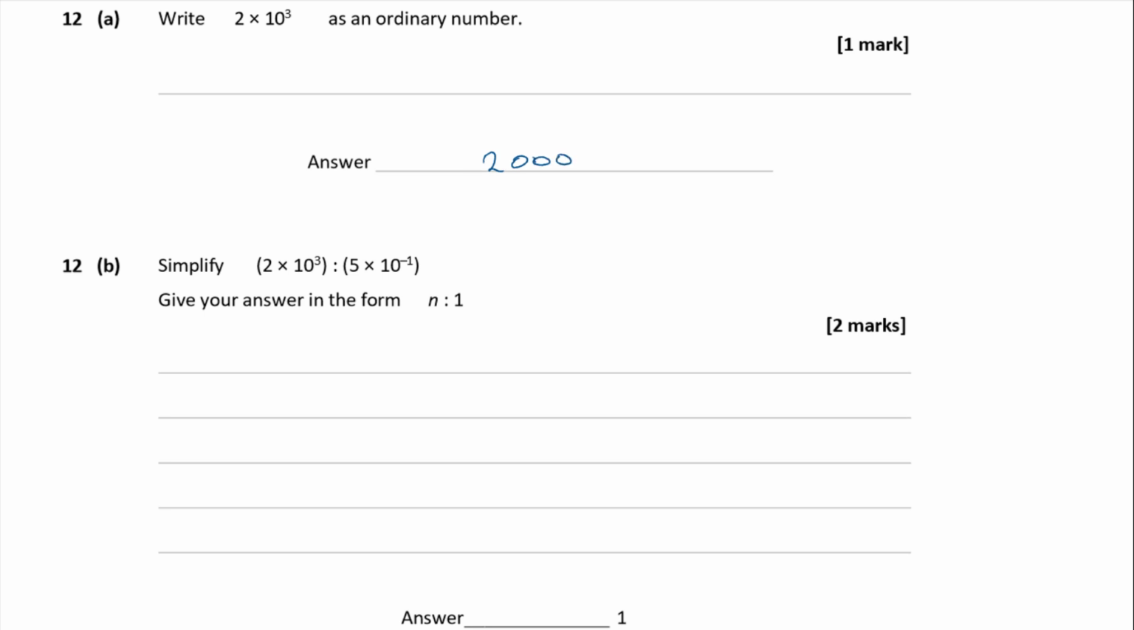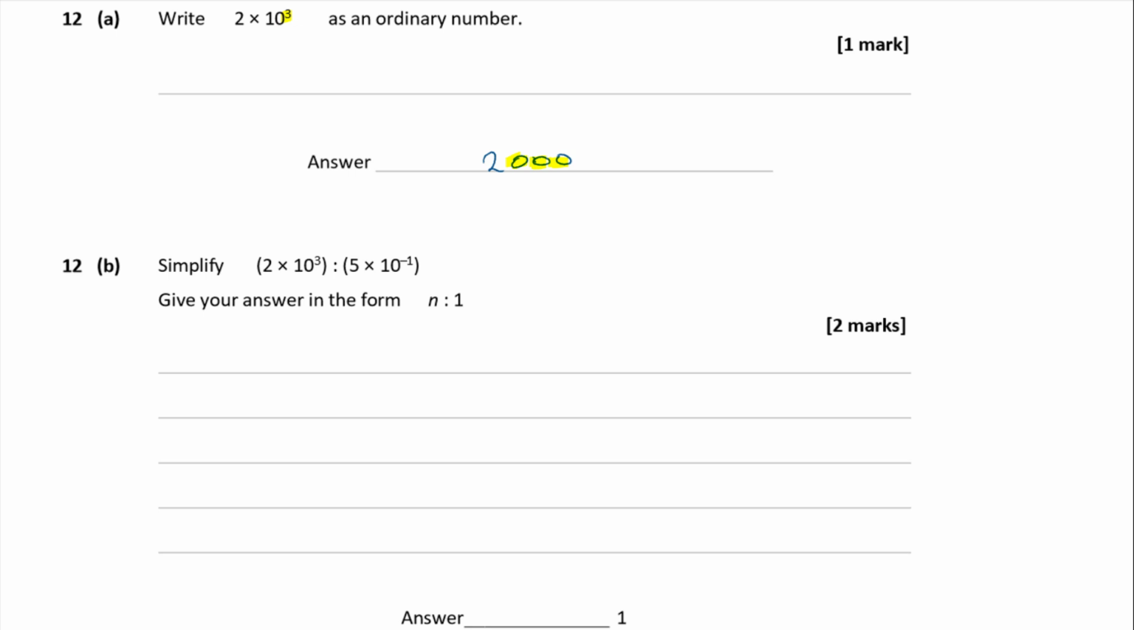The other way you can think of it is 10 to the 3 is a 2 with 3 zeros then. Okay, so either way it's 2000. 12b, simplify the ratio 2 times 10 to the 3 to 5 times 10 to the minus 1. Give your answer in the form of n to 1.